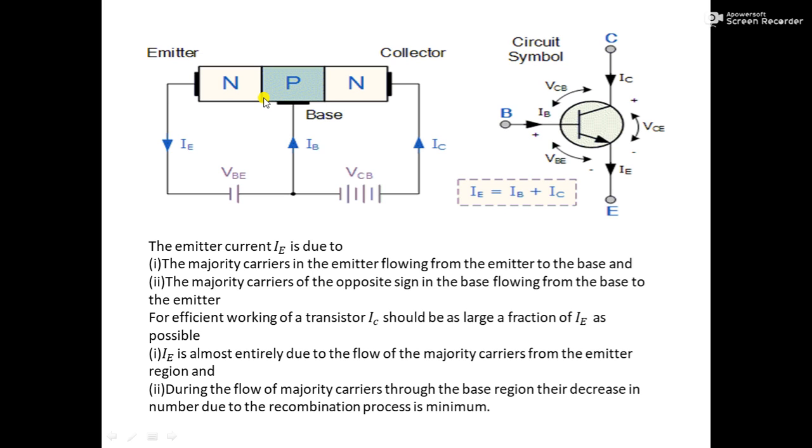And because of the small area of the emitter junction, the capacitance associated with this junction is small. The capacitance at this junction should be as small as possible so that the frequency response of the transistor is not affected.